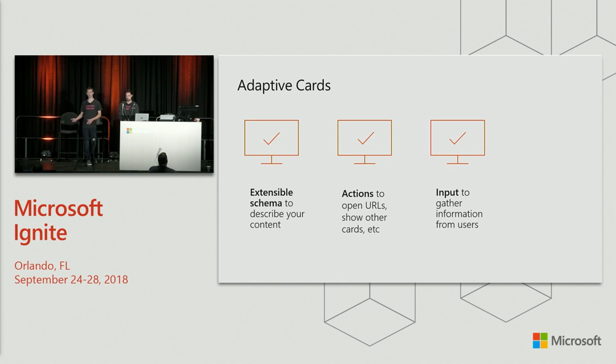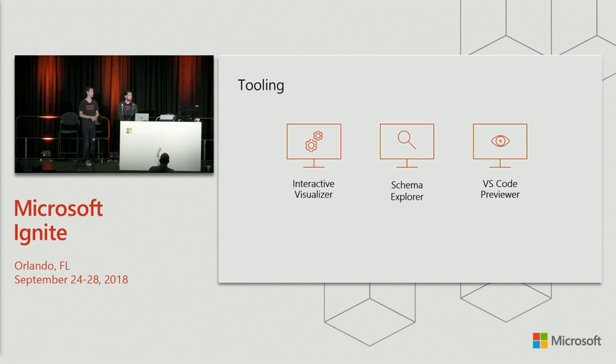It has a rich set of actions to open URLs, show other cards. And as we saw, there are inputs like text inputs, date pickers, and choice sets to achieve complex scenarios, and the cards are speech enabled. So by adding some speech text, as in the Cortana demo, you can light up your card experiences in all these different scenarios.